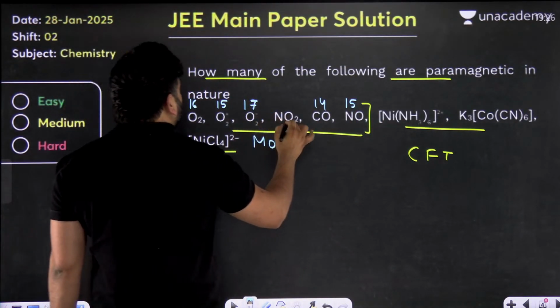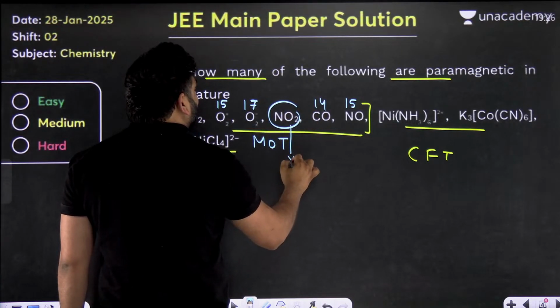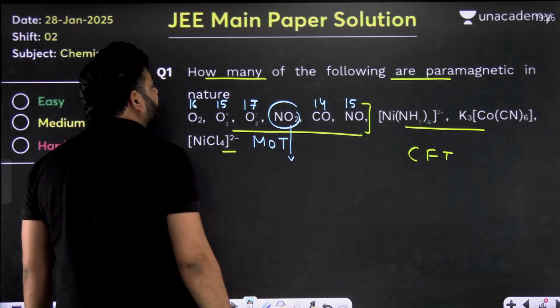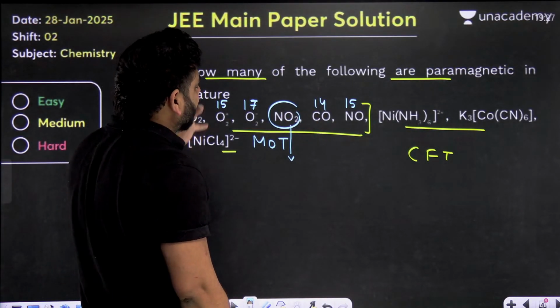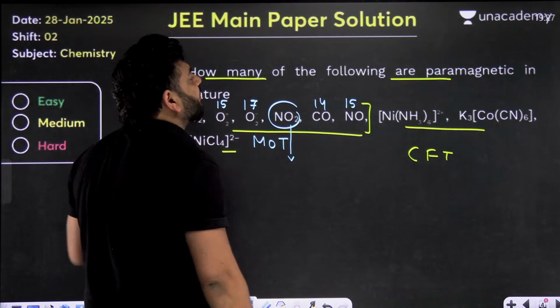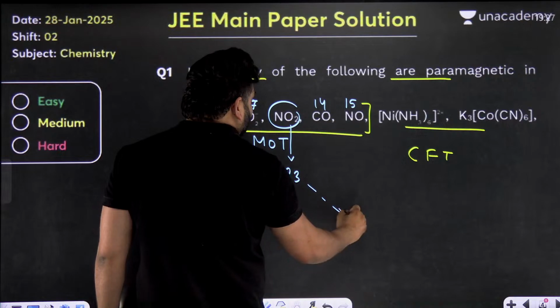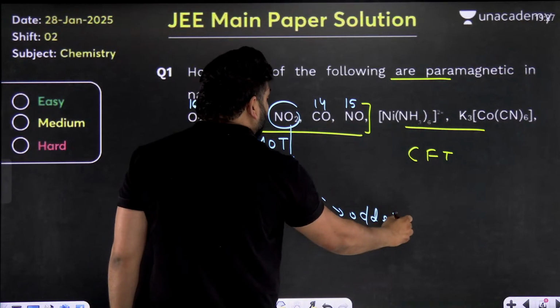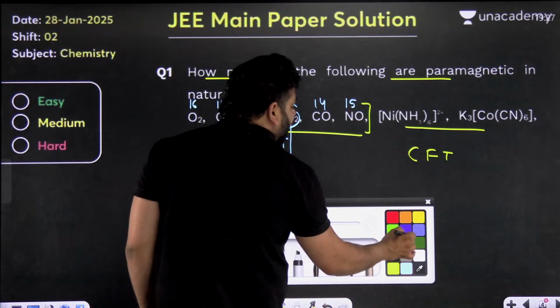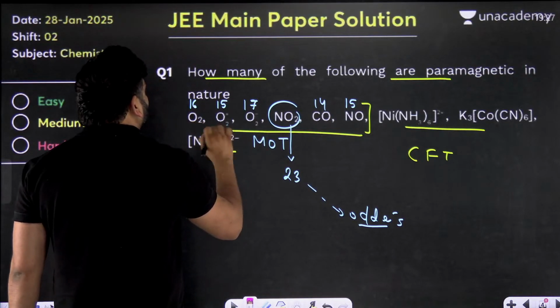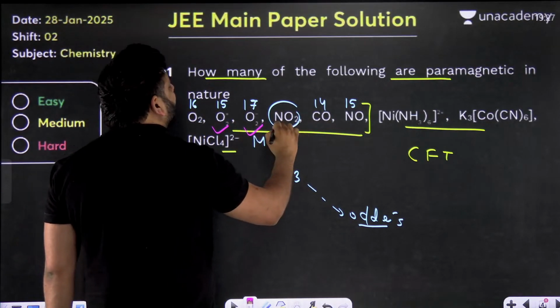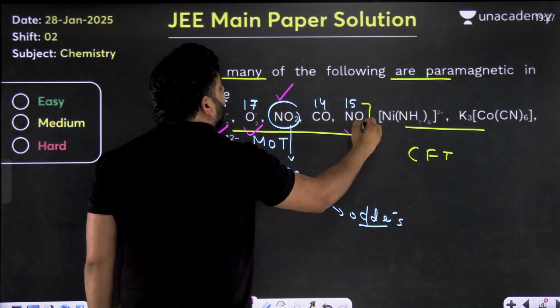Nitrogen dioxide, we all know, is already paramagnetic. Nitrogen has how many electrons, by the way? 7 electrons. 7 plus 8 plus 8 is 23. 23 is odd. These are odd electrons, so odd electrons will always be paramagnetic. The correct answer should be this oxygen, NO2, then nitrogen oxide.